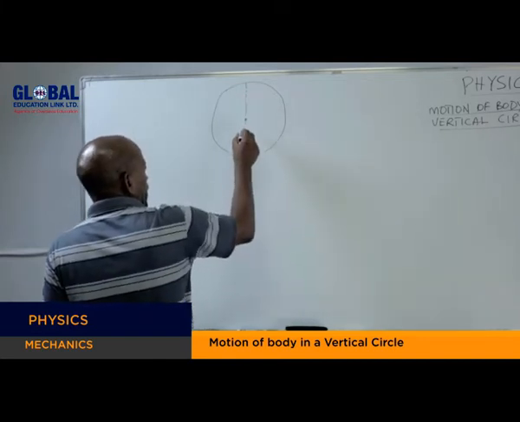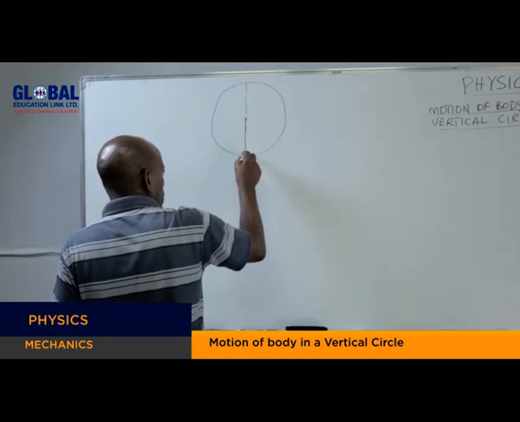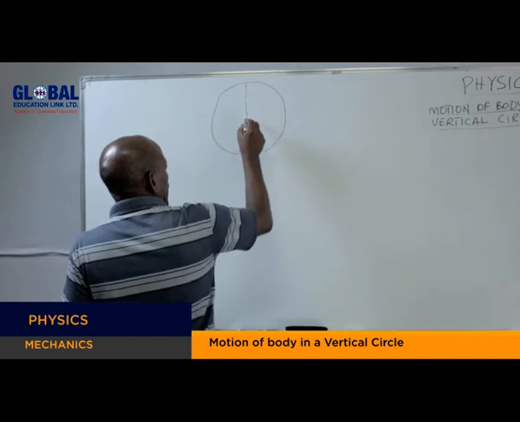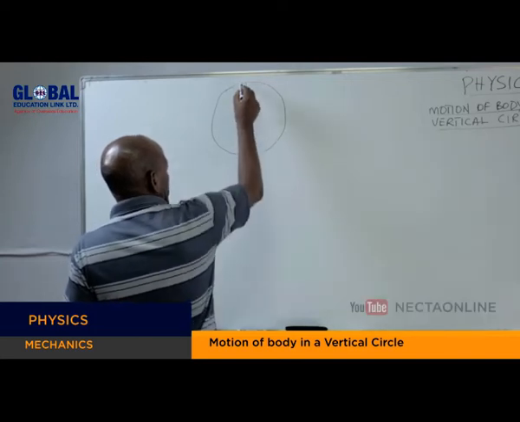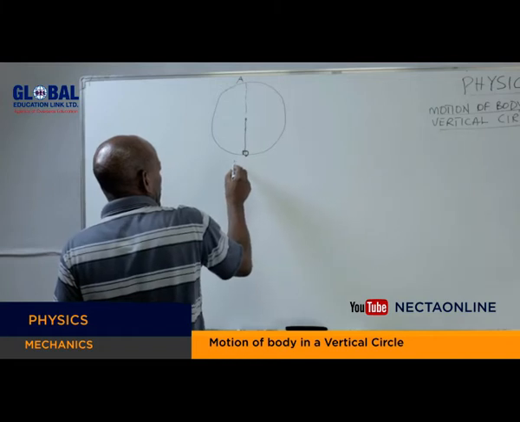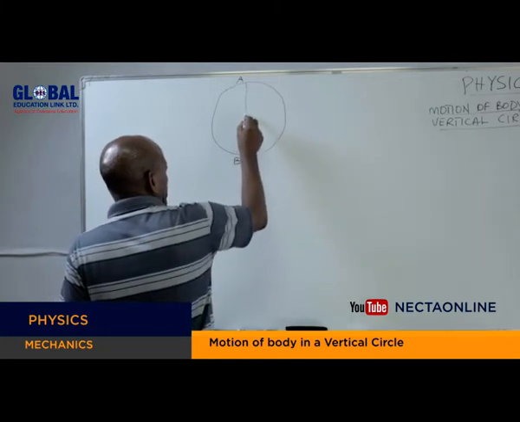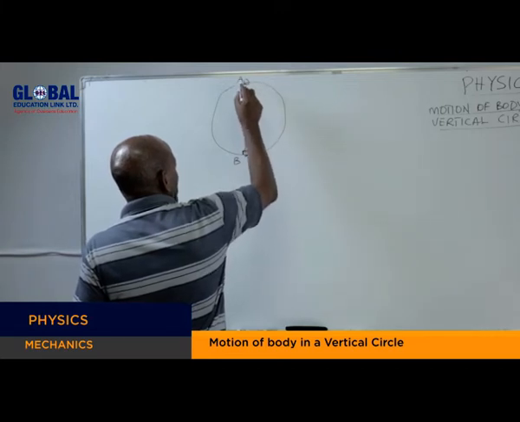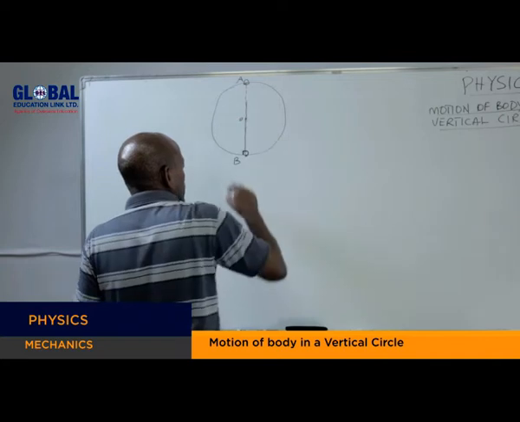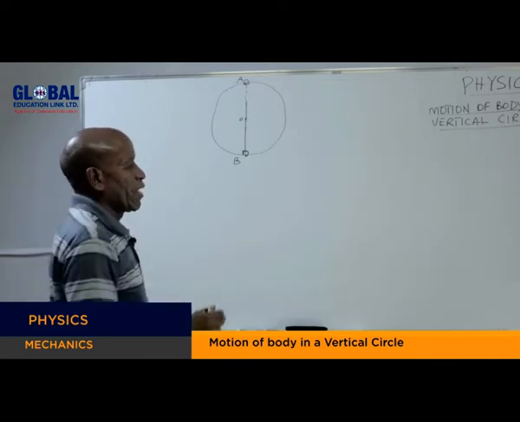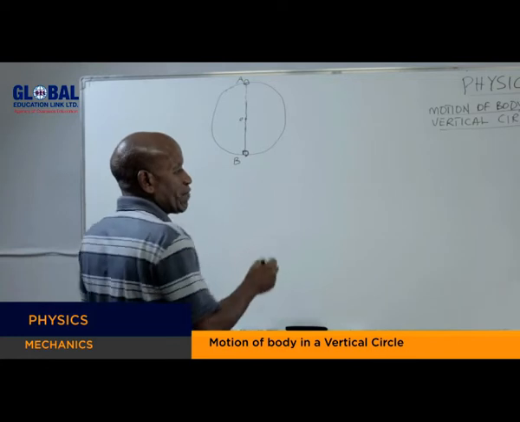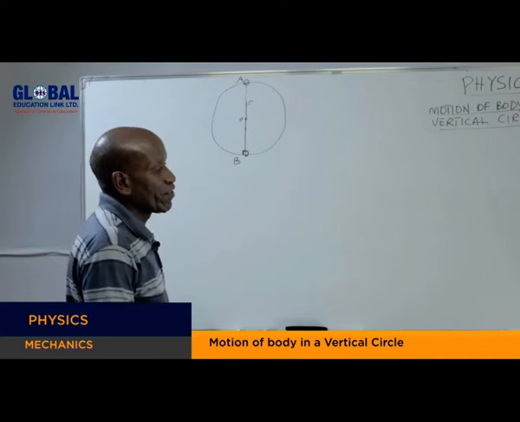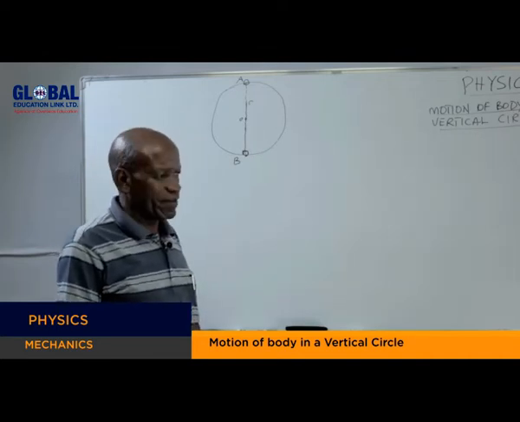So we have a string holding a bucket, passing at the lowest point. Let me take this to be point A, the highest point, and point B, the lowest point. At the moment it's passing at the highest point, it will look like that. Point O is the center, and the length of the string is 1.5 meters.